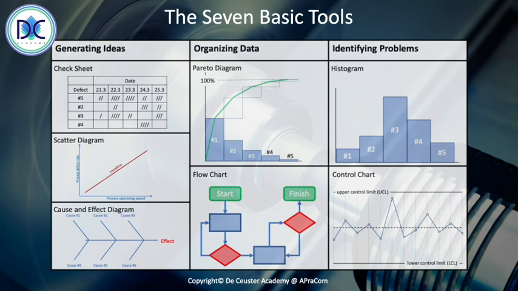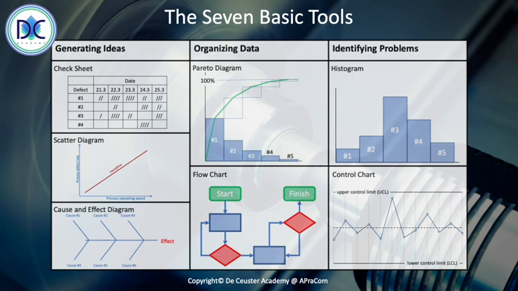We're not going to look into all the details of these elements. We will look at them in certain applications, but it's very important to understand that we have these 7 basic tools that will help you to resolve already 95% of the quality-related issues.